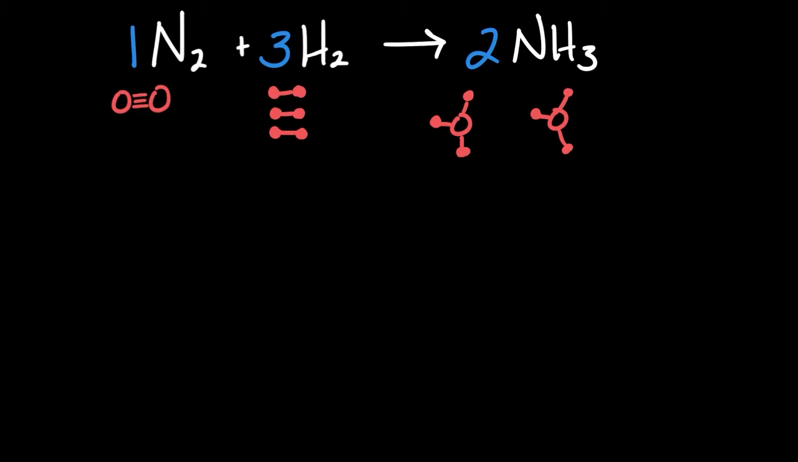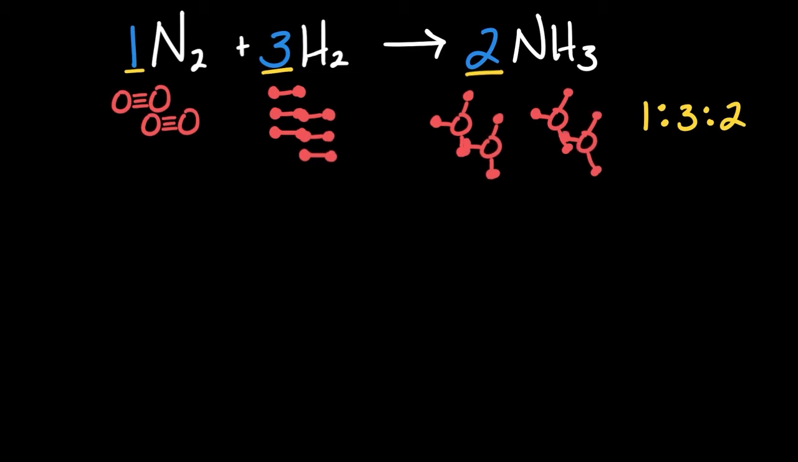If this reaction were to happen a single time, 1 N2 would react with 3 H2s to produce 2 NH3s, or we would have a 1 to 3 to 2 ratio of those chemical species. So what if this reaction were to happen 2 times? Well, 2 N2s would react with 6 H2s to give us 4 NH3s. And if we look at the ratio of that, that means that we have a 2 to 6 to 4 ratio, which reduces to 1 to 3 to 2.